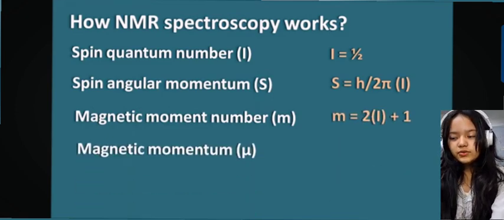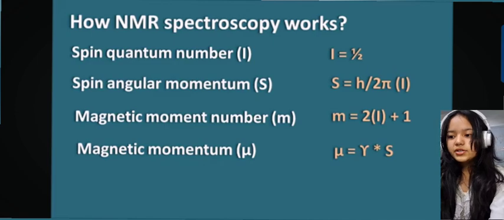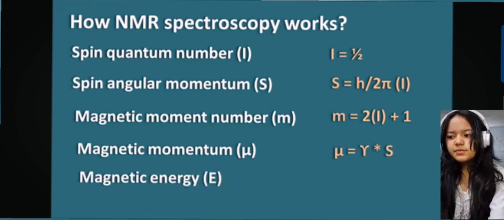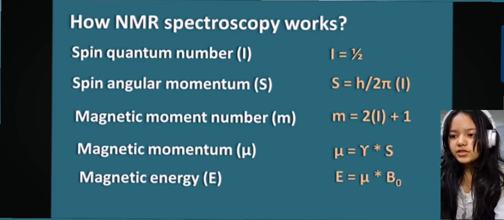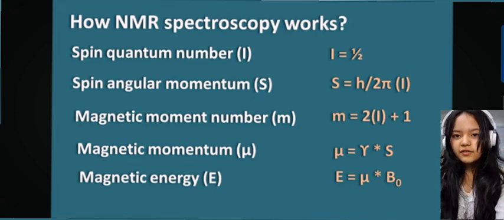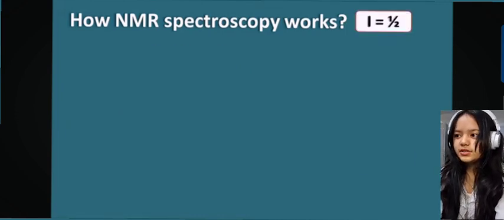Magnetic momentum, mu. Each spin state will have some magnetic moment, and the magnetic momentum mu is given by gamma into S, where gamma is the gyromagnetic ratio and S is the spin angular momentum. And finally, each spin state of a nucleus can have some magnetic energy, which is E, and it is given by mu into B naught, and B naught is the externally applied magnetic field. So by using these parameters, let's see how NMR works.